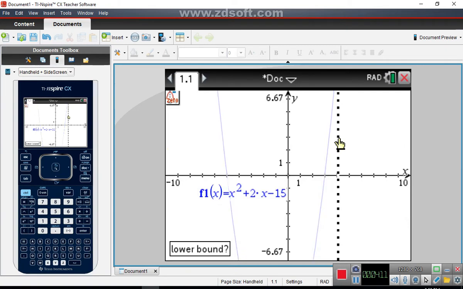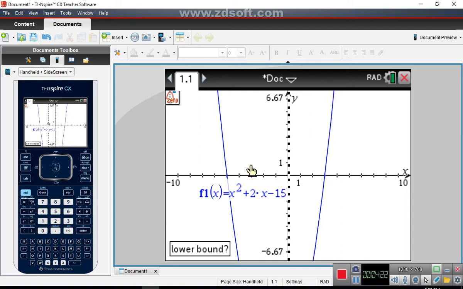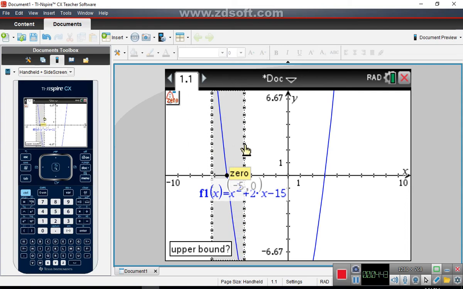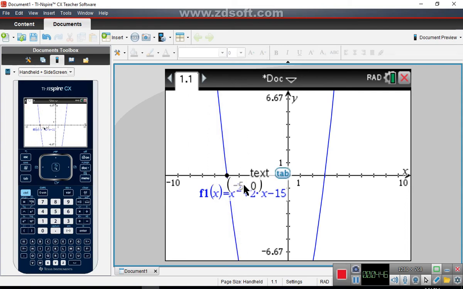So I'm going to find the x-intercept to the far left, and I'm going to do that by taking this line here, and you can see at the bottom of the screen it says lower bound. So I'm going to find some value to the left of my x-intercept. I'm going to click OK. And then the calculator now wants me to find an upper bound. So I'm going to move the cursor over until I capture that x-intercept, push enter, and we can see now that our x-intercept is at negative 5, 0.